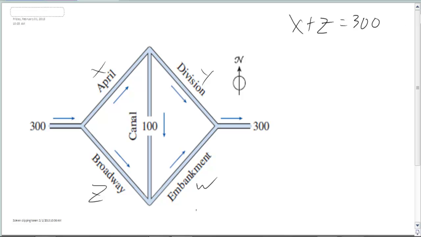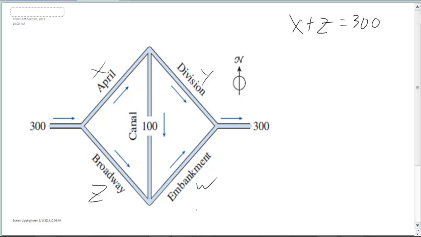Okie dokie, so here we are on your problem 6. You can see I've already labeled the streets as described, April being X, Division being Y, Embarkment being W, and Broadway being Z. So now let's write our equations, because I noticed that's where we had a couple problems.